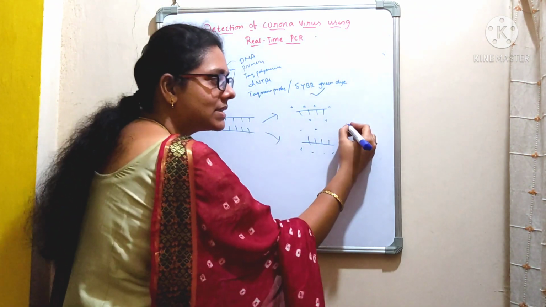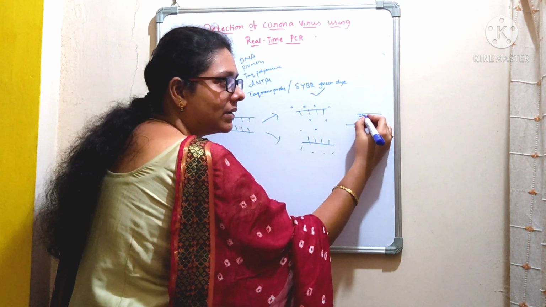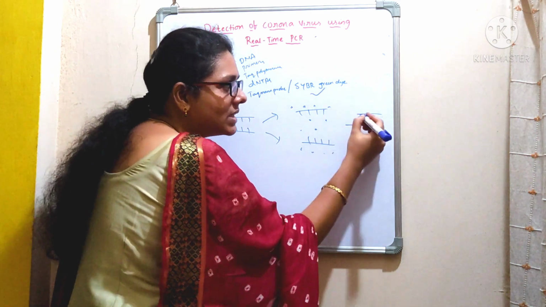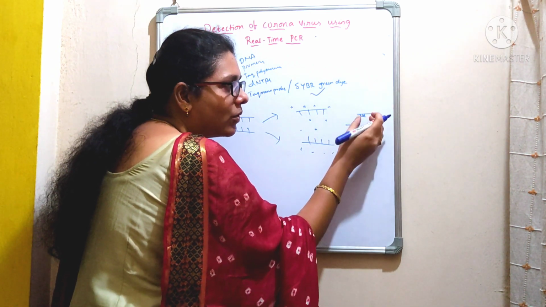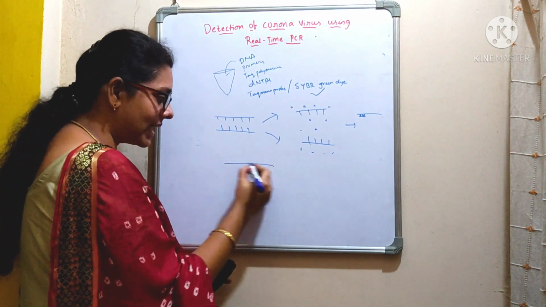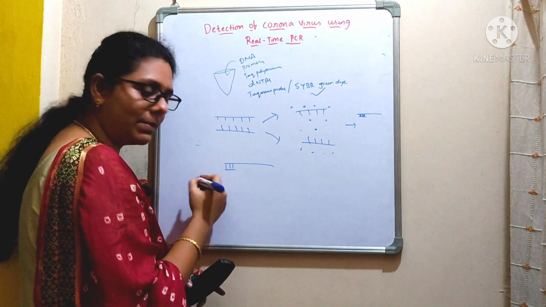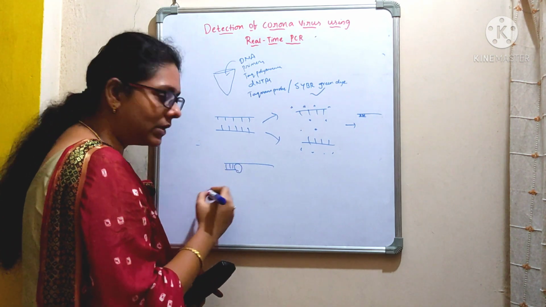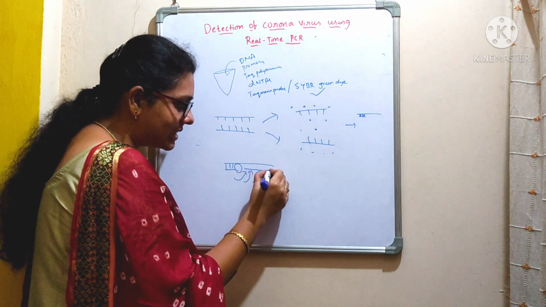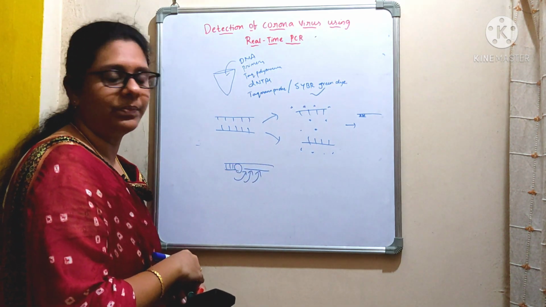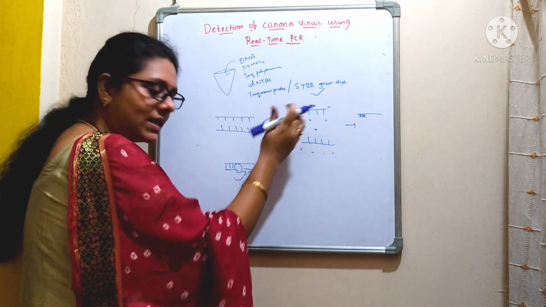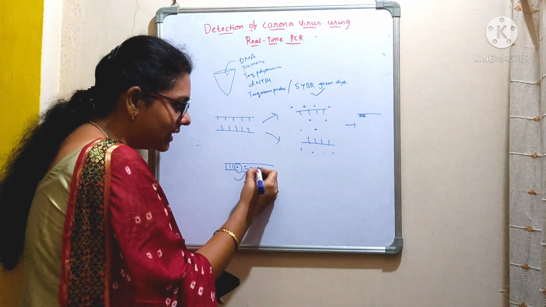What happens in the next step? Primer will come and bind to initiate the process of DNA synthesis, right? And in the next step of extension, after binding with the primer, the DNA polymerase will come into action. It will add the dNTPs one after the other, and it will synthesize the new strand of DNA. And once the double-stranded DNA is formed, this fluorescent dye will go and intercalate within the DNA molecule.